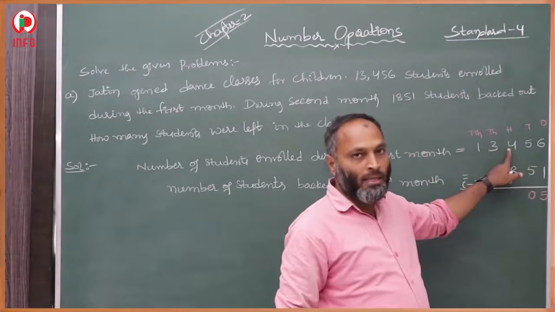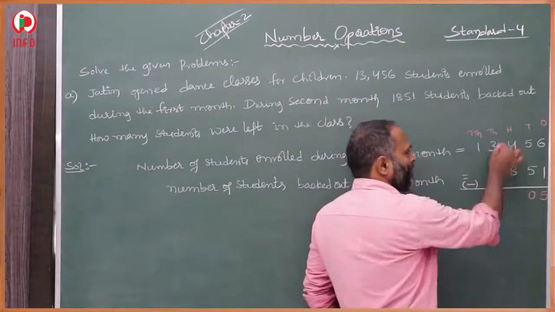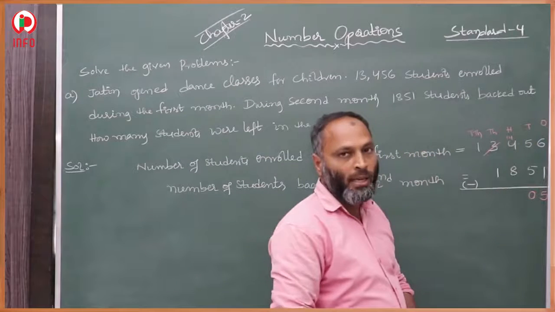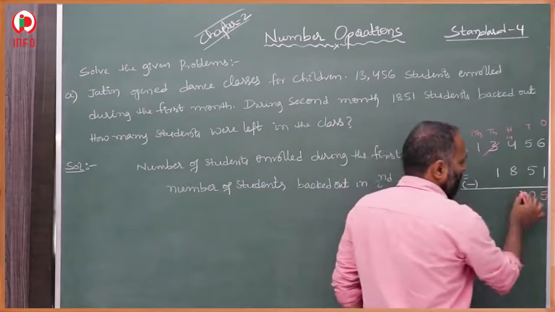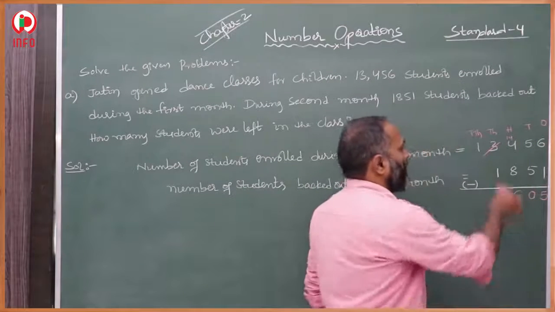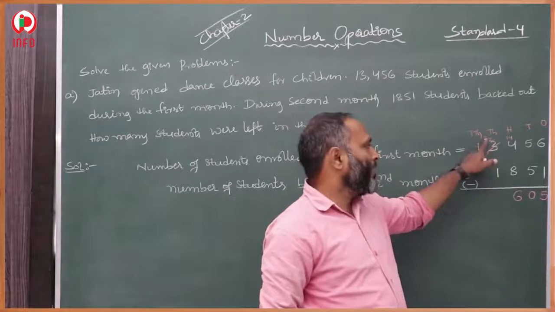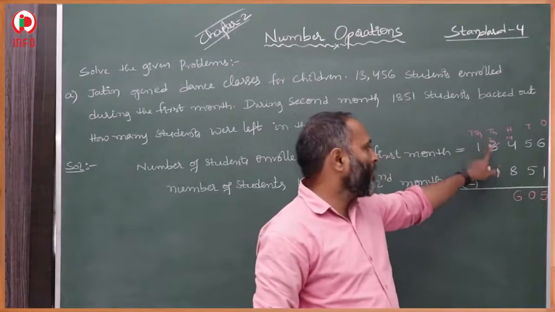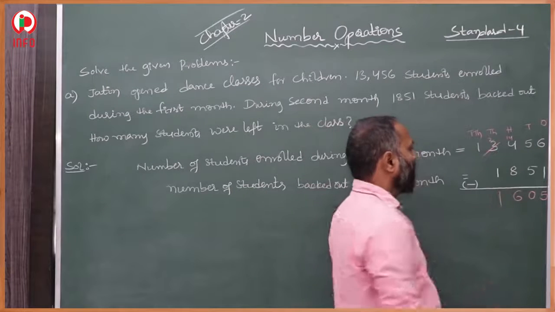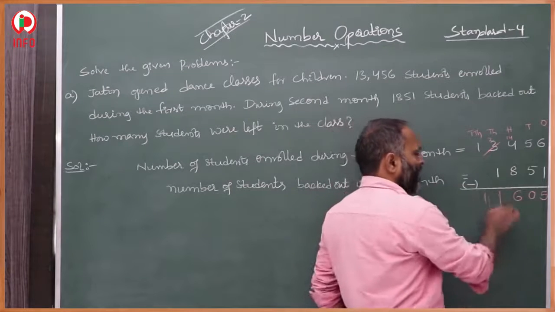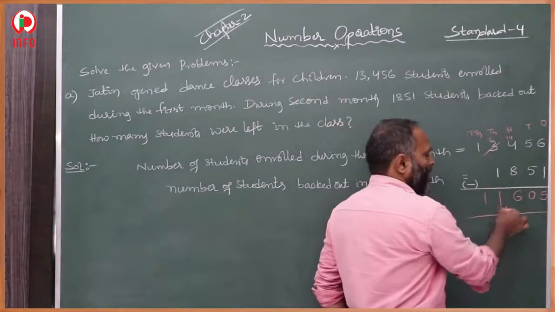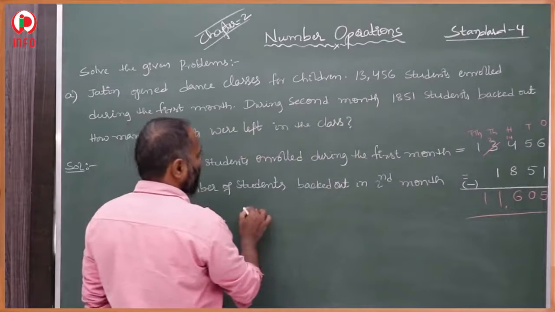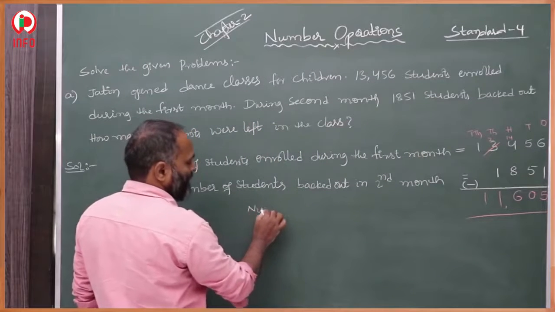Then the minuend is lesser, so take borrow from here. So we get 14. 14 minus 8 is 6. Here we get 2 as minuend and 1 as subtrahend. Minuend is bigger, no need to take borrow. Then 2 minus 1 is 1. Then this 1 as it is. 11,605. Number of students left in the class.